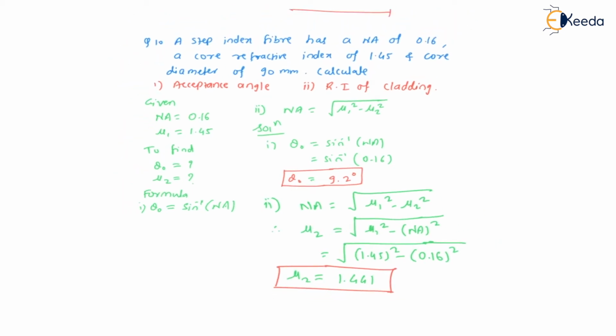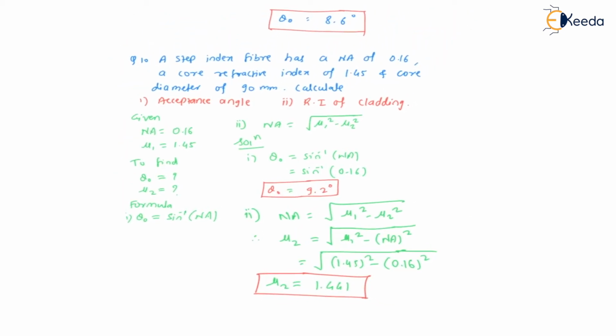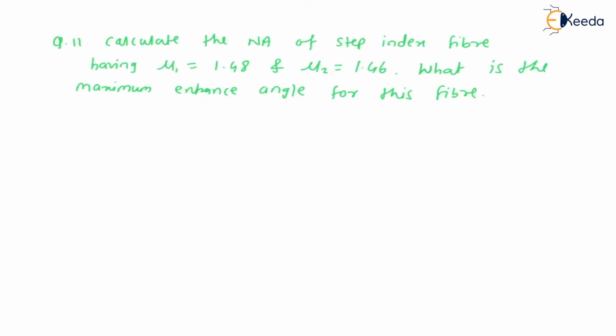Here they have given the Na, that is the numerical aperture, along with the refractive index of the core medium, and we have to find the acceptance angle as well as the refractive index of cladding. Then we have these two simple formulas, and by doing simple calculations we come to the final result. So now we'll go for the next problem. Here is question number 11.